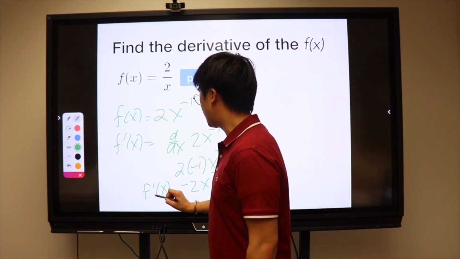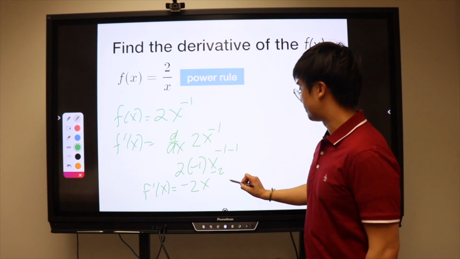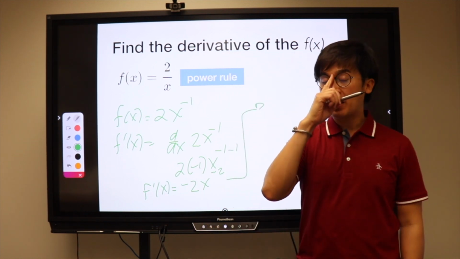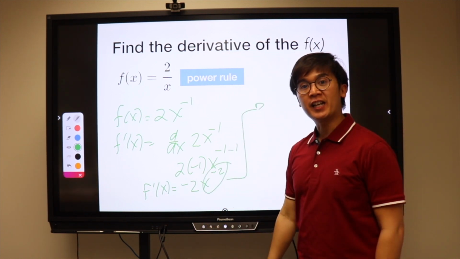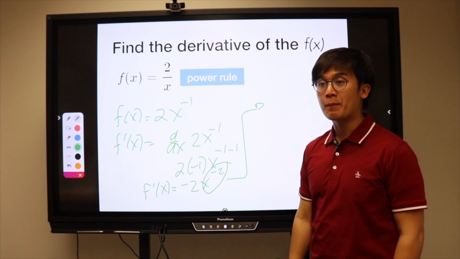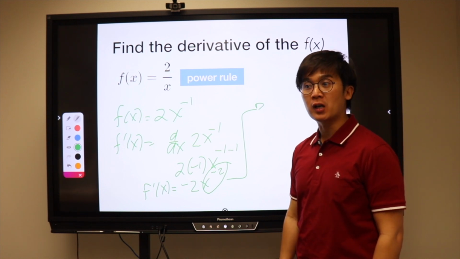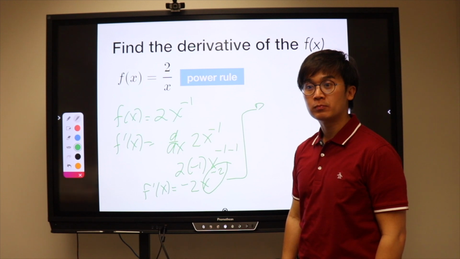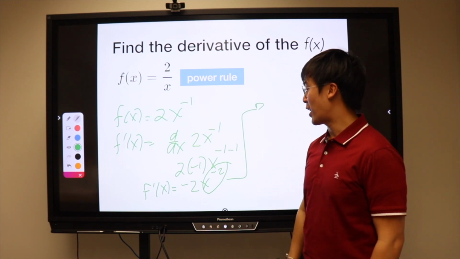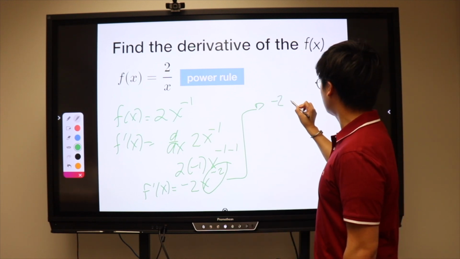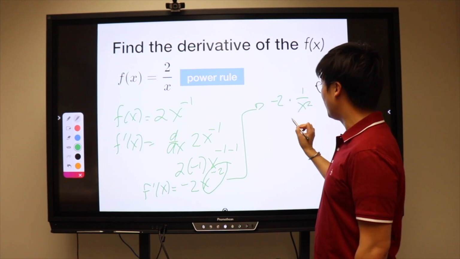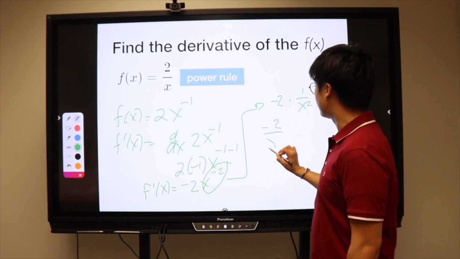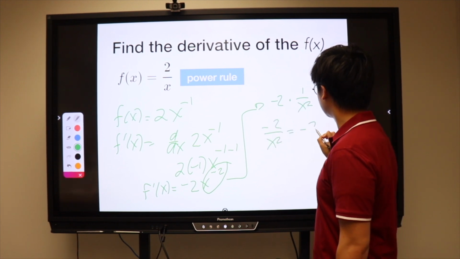Can I make it pretty? How am I going to make it pretty? Changing it back to a positive exponent. And how am I going to change x to the negative 2 into a positive exponent? It will turn into 1 over x squared. So, negative 2 times 1 over x squared is equal to negative 2 over x squared.